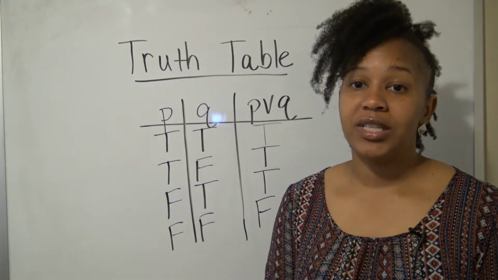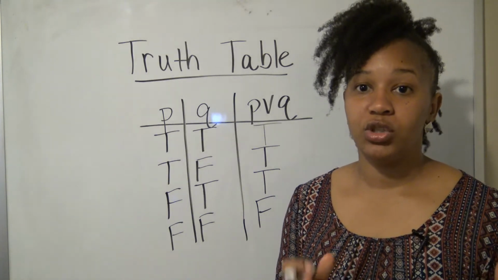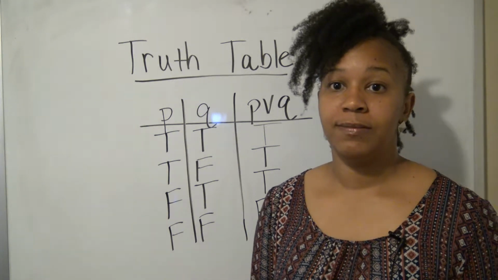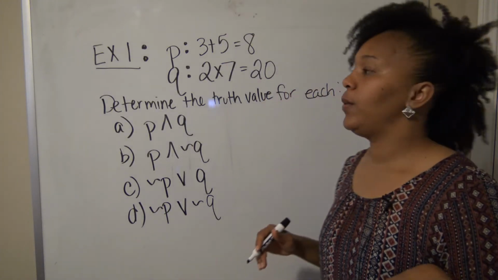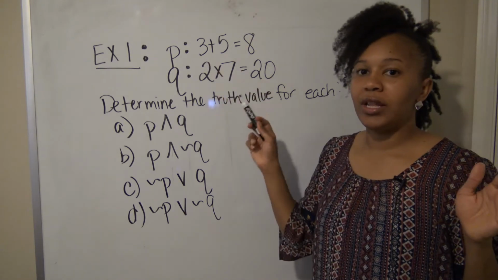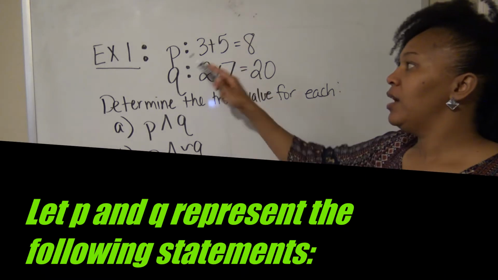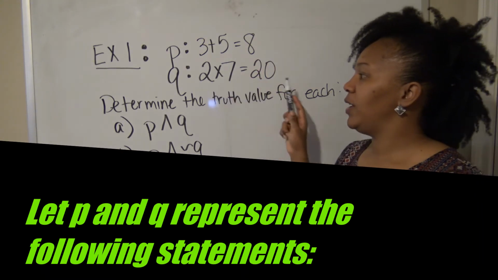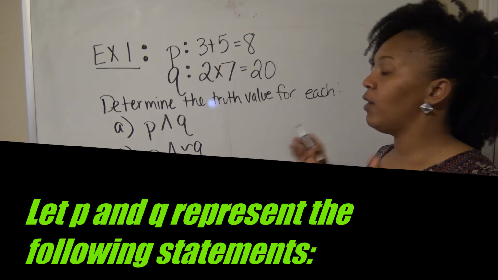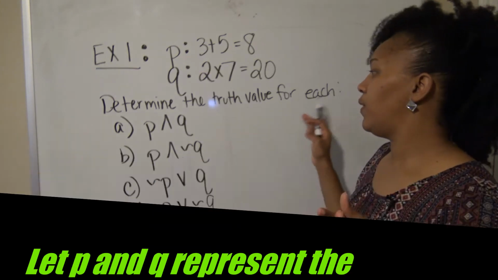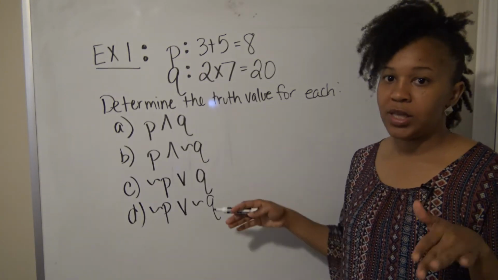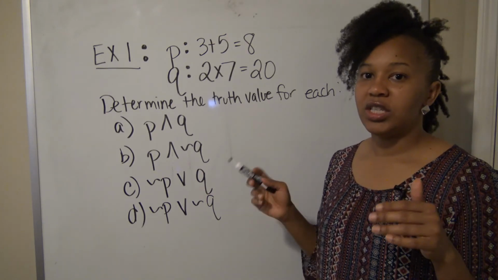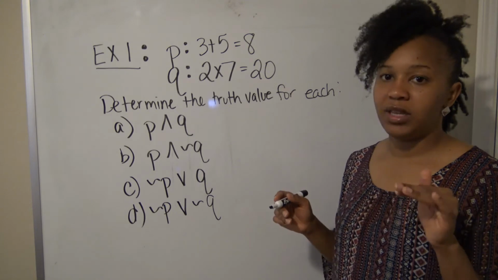All right, so now we're going to look at some examples of how we can construct different truth tables for different compound statements. For this first example, we have these two statements. We're going to let P and Q represent them. P is 3 plus 5 equals 8, and Q is 2 times 7 equals 20. First of all, we want to determine the truth value for each of these four statements. They involve negations, disjunctions, and conjunctions, and we want to determine if these statements are true or false.